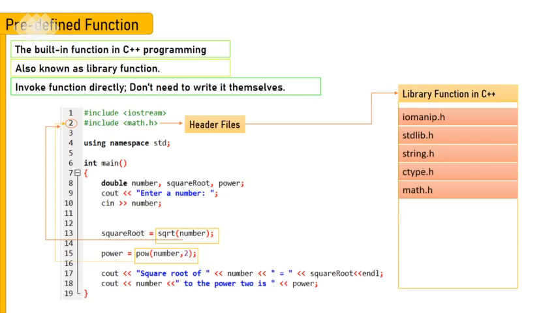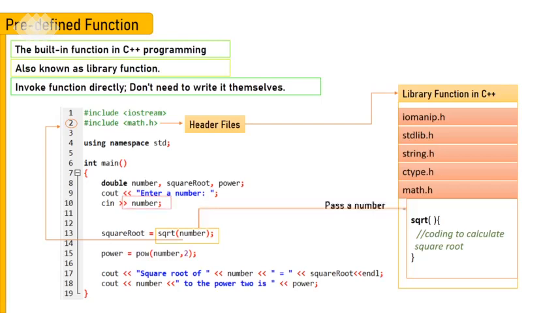Now specifically for math.h, let's say here you invoke function square root to calculate a number. Now, consider the user enters a number, then you invoke the function and pass the value of the number to the predefined function square root in the function library.